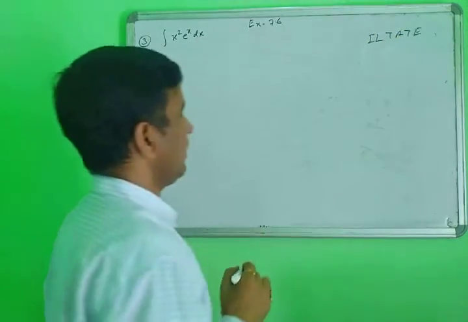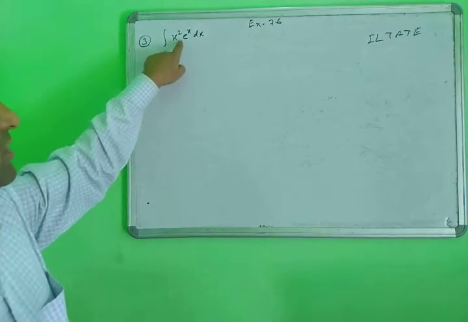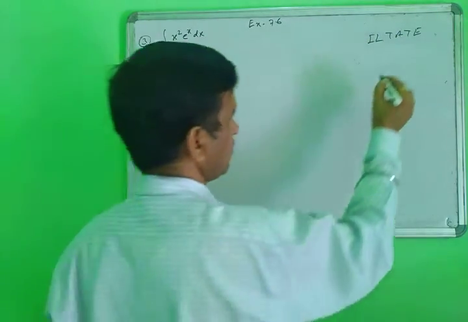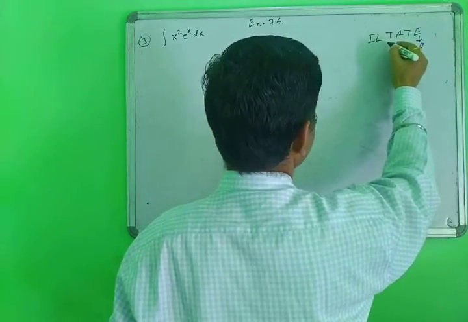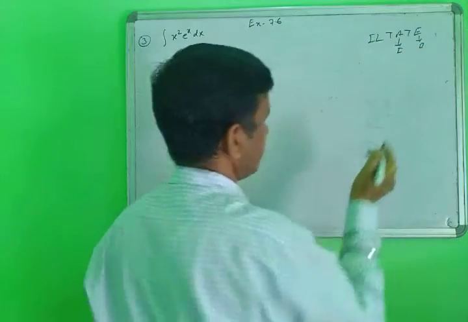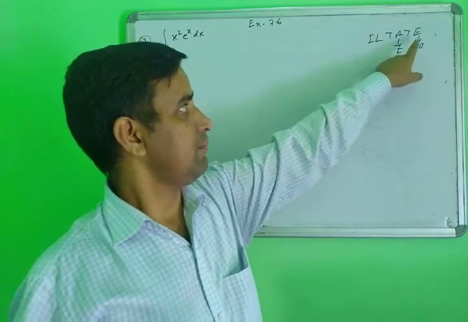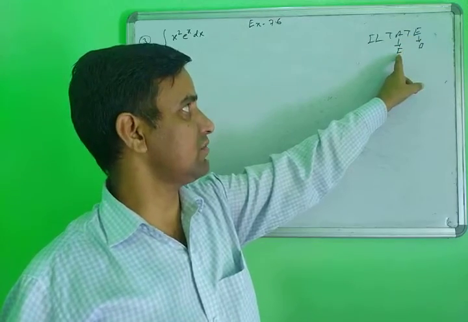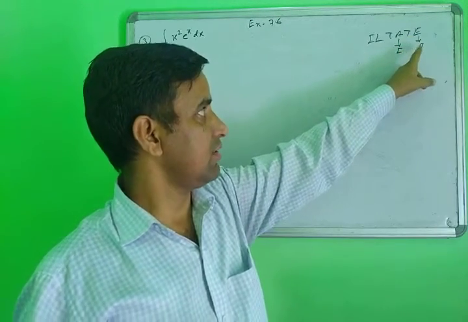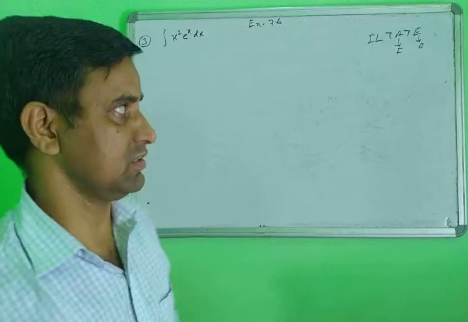ILATE. So this is your algebraic function, and this is your exponential function. The exponential function comes last, so this is the second function. The algebraic function comes first, so this is the first function, because the algebraic function comes before the exponential function.